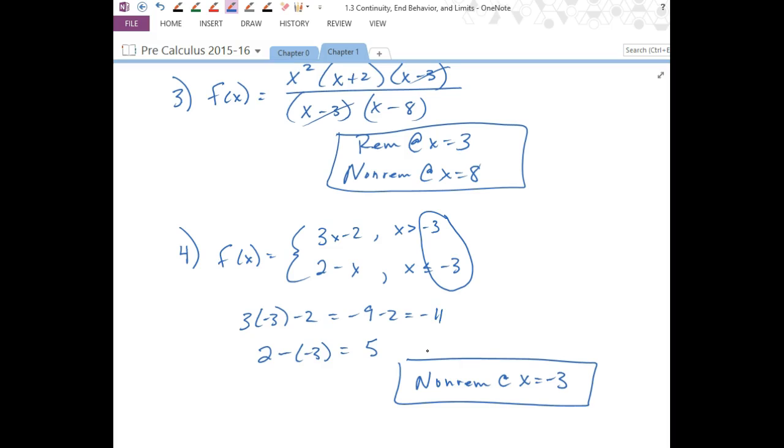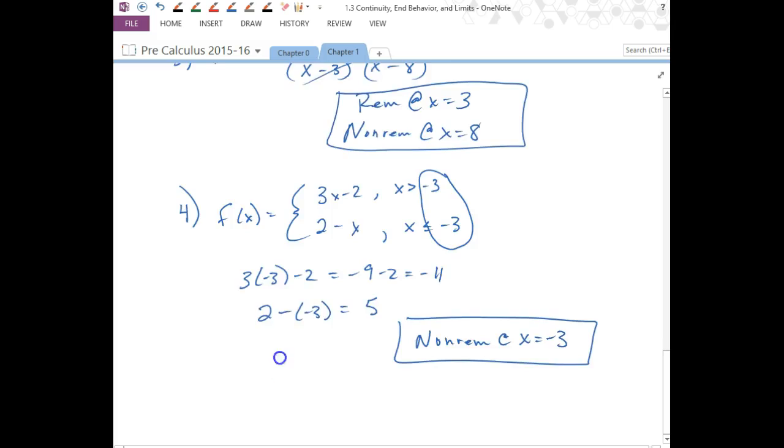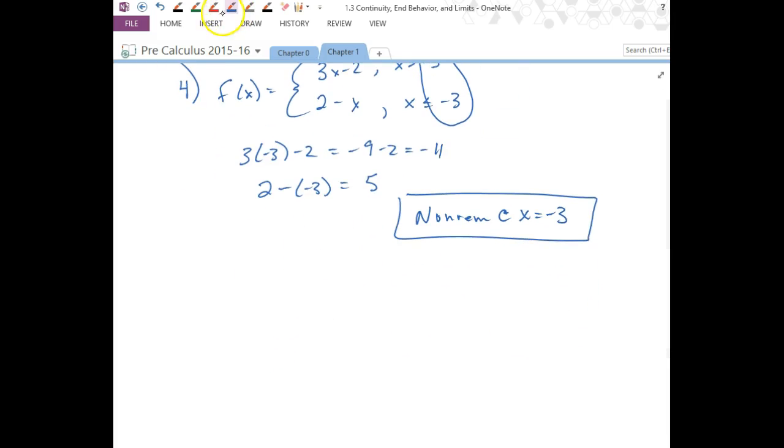All right, so are we good on discontinuities? Good for now? All right, so let's do some calculator work here. So we are going to next find zeros using the calculator.